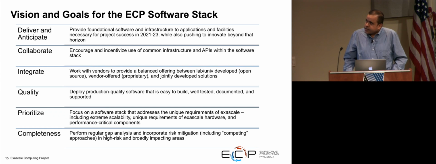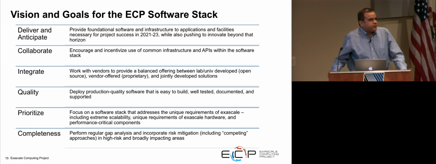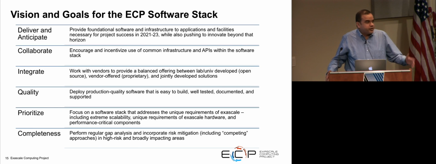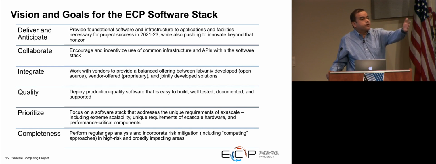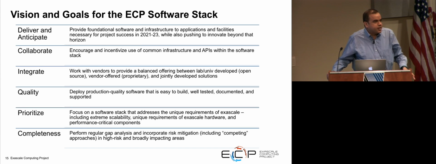The third one is integrate. That is, we have to work with the vendors to provide a balanced offering between the lab or university developed open source projects, the vendor offered proprietary software, and jointly developed solutions. By jointly, I mean there are some that are developed by universities and labs, and then the vendor takes that and tunes it and then provides it on their system and also provides the support and so forth. An example is MPI. There are also some math libraries that fall under that category, and there can be more.